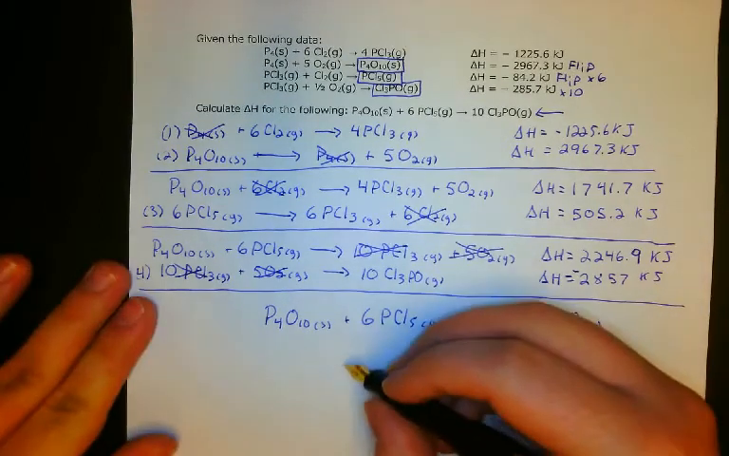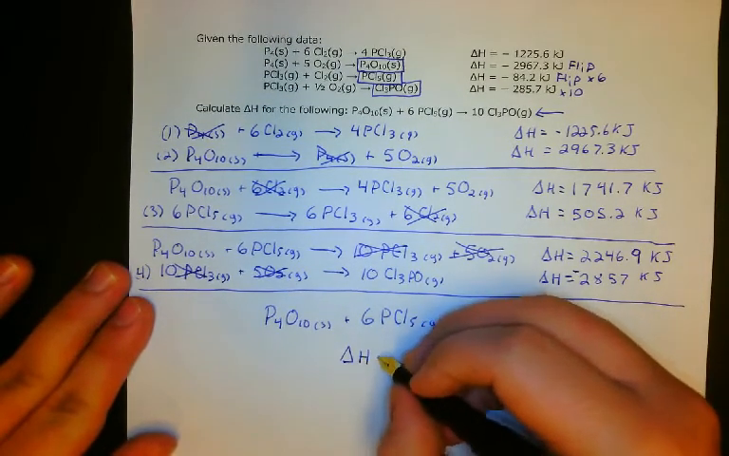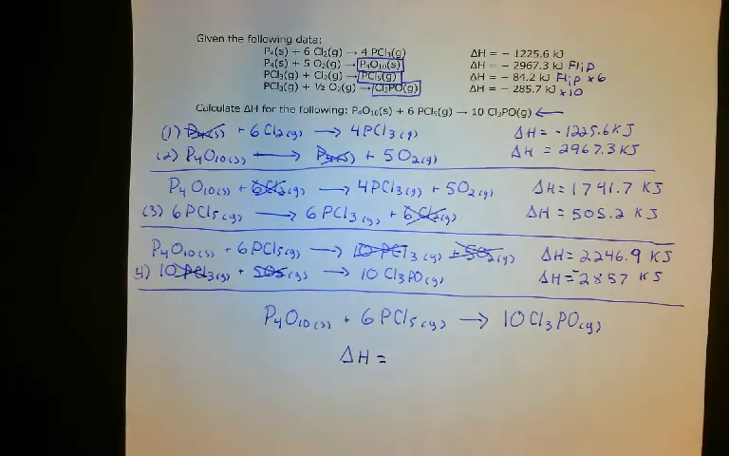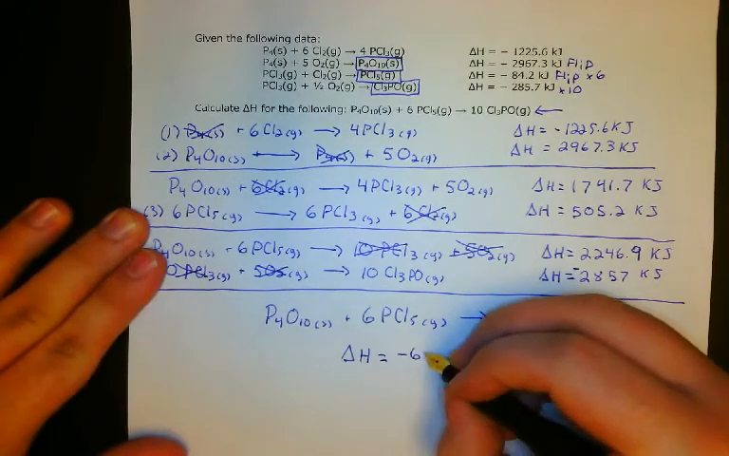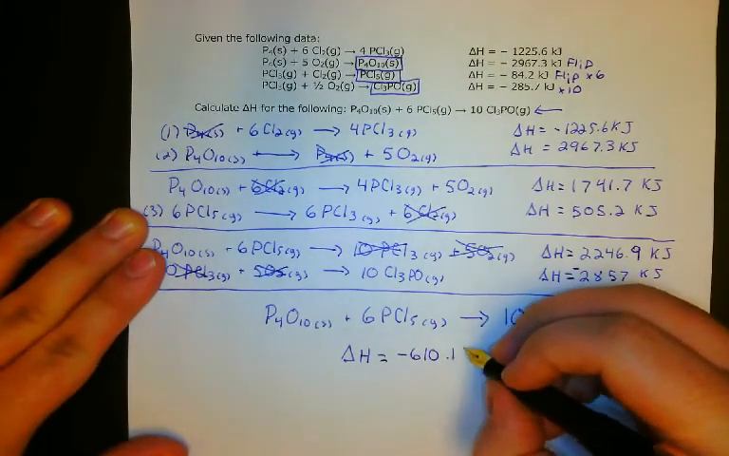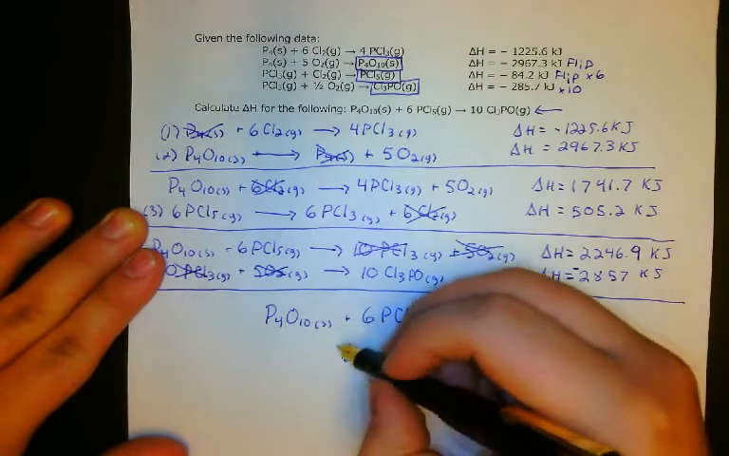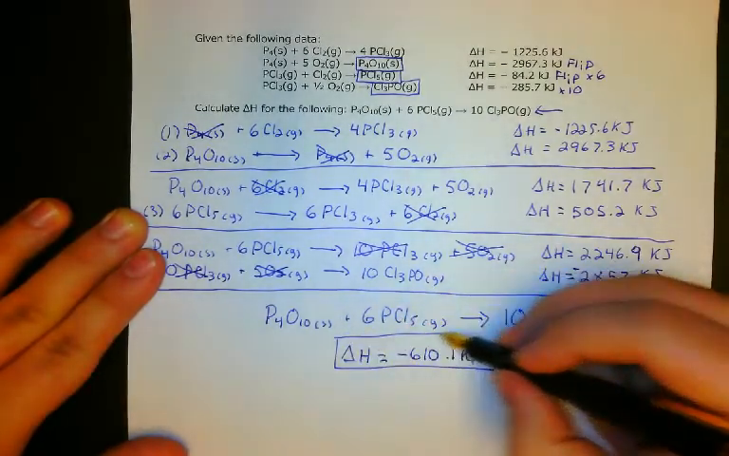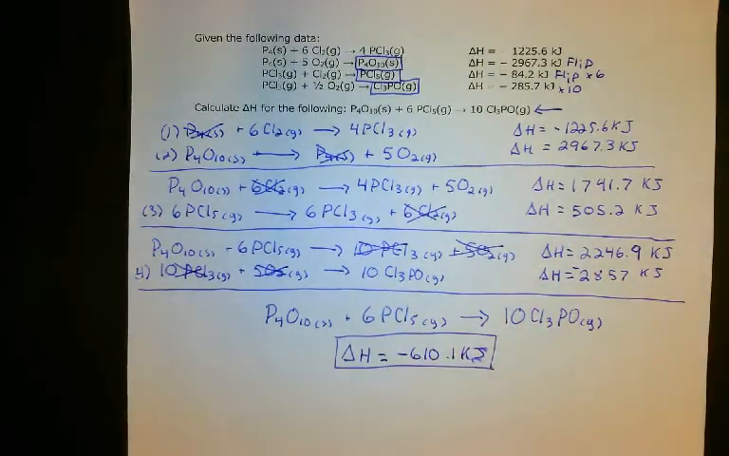So in this case, our change in enthalpy, which is what it was looking for, is this last part here, the 2,246.9 plus a negative 2,857. So that's going to give me a negative 610.1 kilojoules as my final answer. So it will be exothermic, and we will have a release of 610.1 kilojoules.